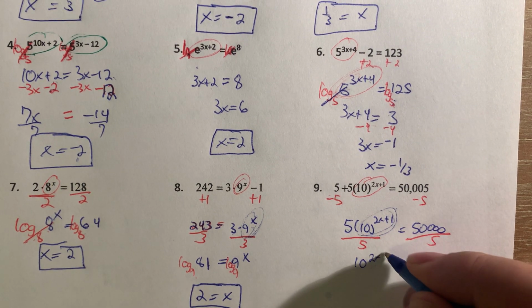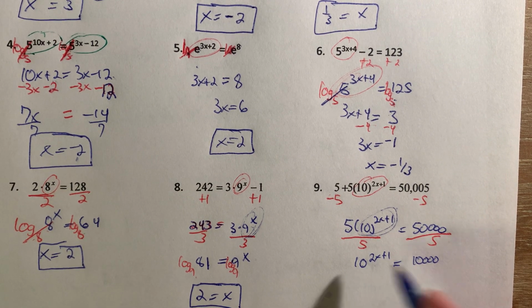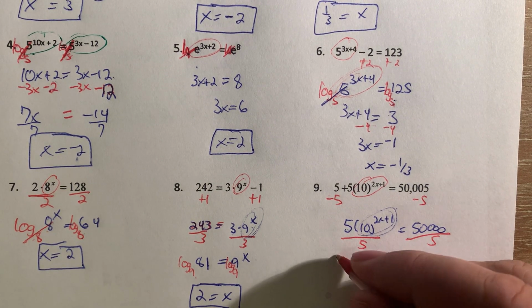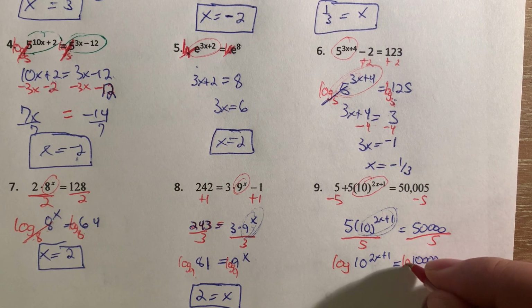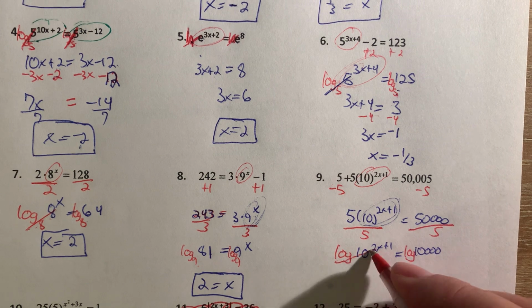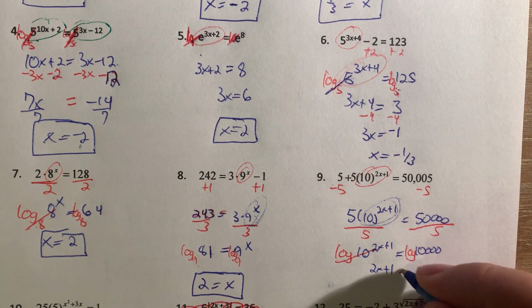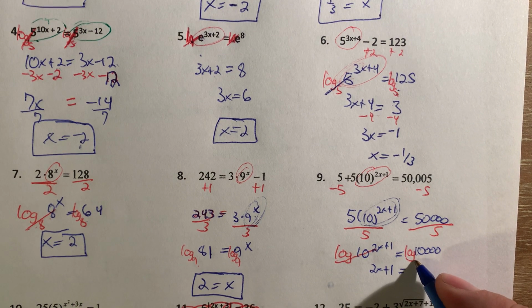10 to the 2x plus 1 equals 10,000. What log do we need to do here? Well, it's log base 10, and we don't usually write log base 10. We just write log on both sides because log is log base 10, and that will cancel out the 10 to the power of. So 2x plus 1 equals 10 to what power gets you this?